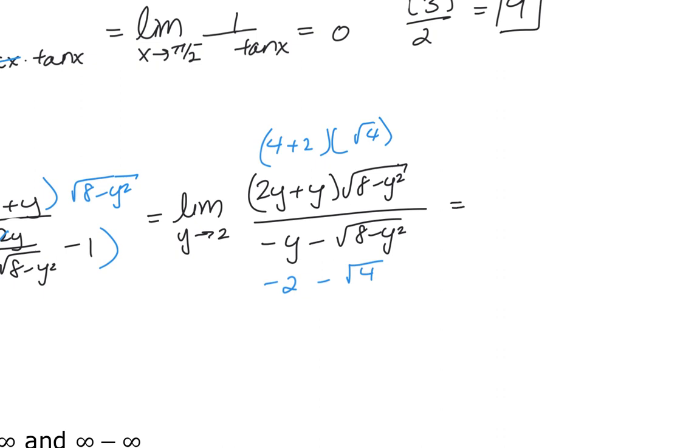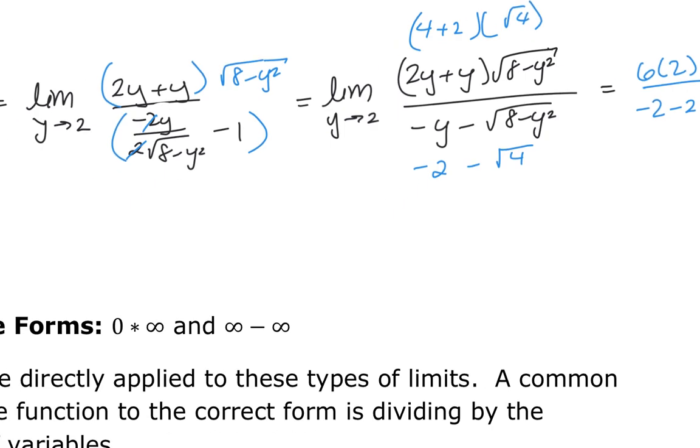So when I do a direct substitution, I'm going to get 6 multiplied by 2, because that's the square root of 4. I'm going to get negative 2 minus 2, because that is the square root of 4. So I'm going to get 12 over negative 4. So my answer is negative 3, provided I didn't make any algebraic mistakes.